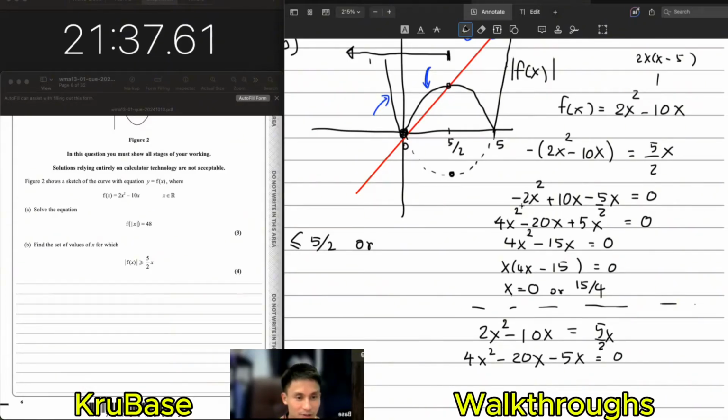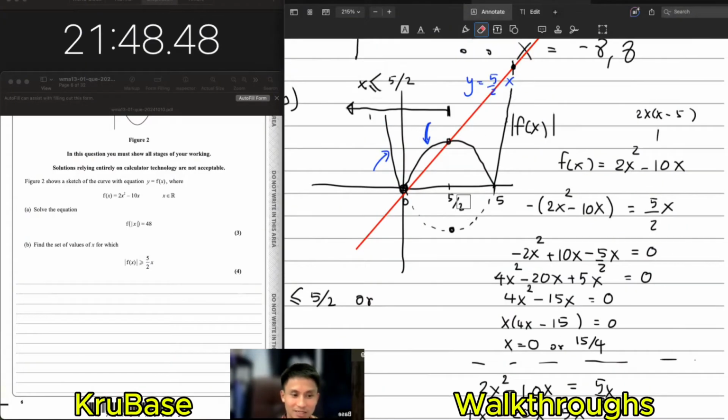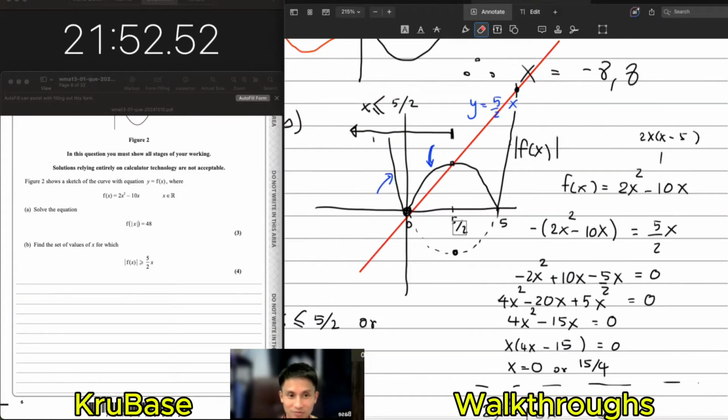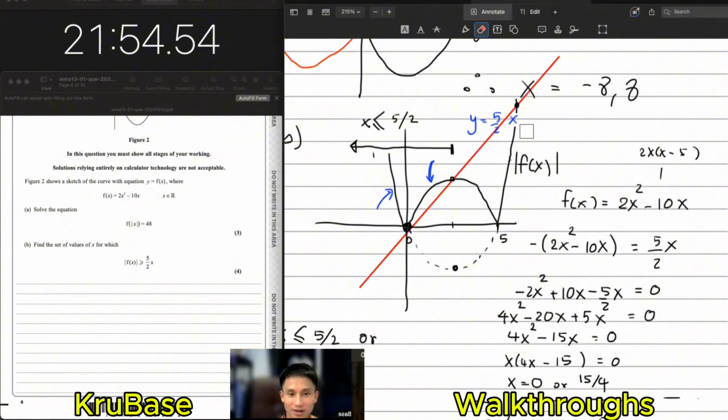So if I multiply by minus 2, I get 4 there, minus 20x, and then 5 here. Okay, this should be fine now. So actually, it's not at the maximum. It is after the maximum. So there's no point knowing the maximum there. But anyway, that's not the maximum, guys. This is 15/4 instead.